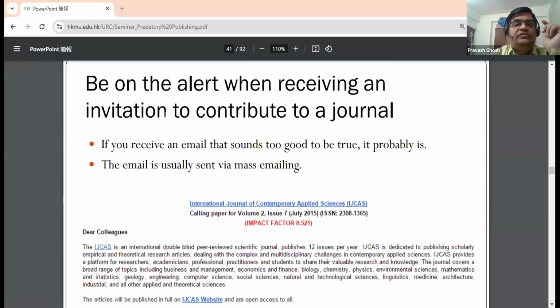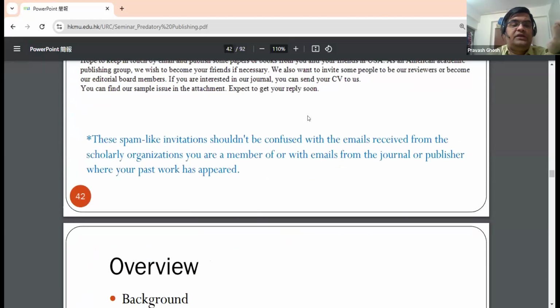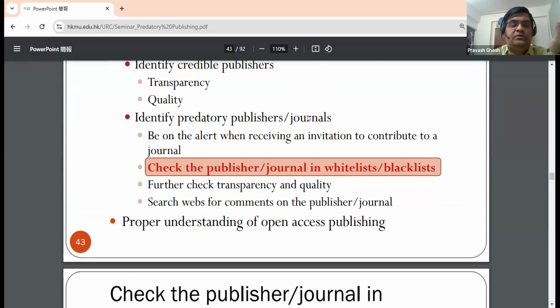Be on alert when receiving an invitation to contribute to a journal. If you receive an email that sounds too good to be true, it probably is a predatory journal. The email is usually sent via mass emailing. Sometimes they will call you doctor and say your paper is very good, send us the paper and we will publish within 15 days. Don't go for invitations. Rather, you find the journal and send your paper to the editor. Never go for invitations.